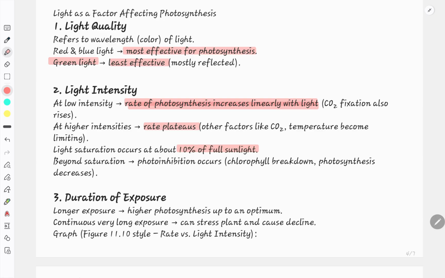If a plant only gets 10% of full sunlight, it will be able to photosynthesize properly. That means light does not affect the rate of photosynthesis that much.